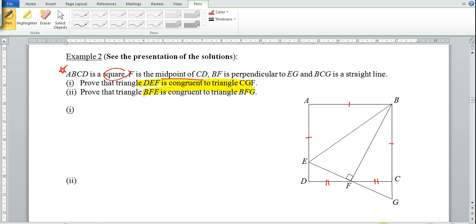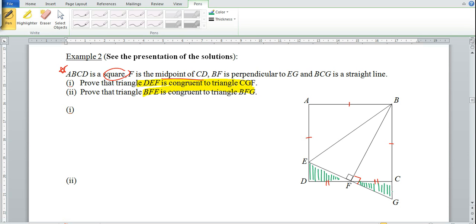EG, so there is a 90 degrees here, which also means there's another 90 degrees here, and BCG is a straight line. So over here I have a straight line. Okay, I have a straight line. Now let's see how we can work on DEF and CGF. Okay, so for clearer visualization, I'm going to shade the triangles that we are looking at. So these are the triangles that we are going to focus on.